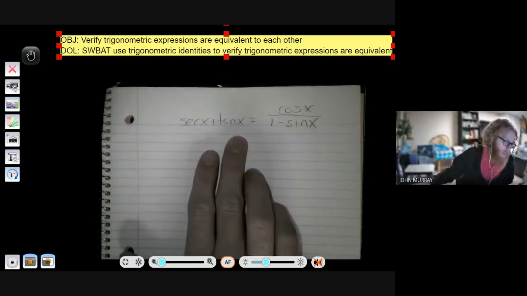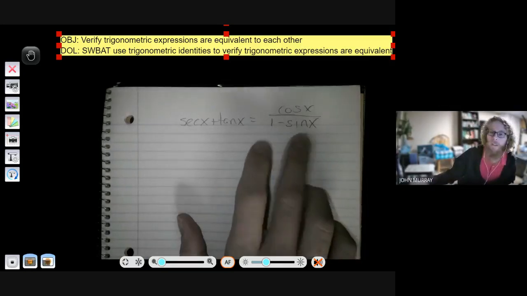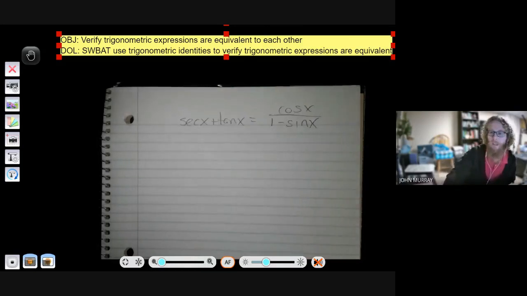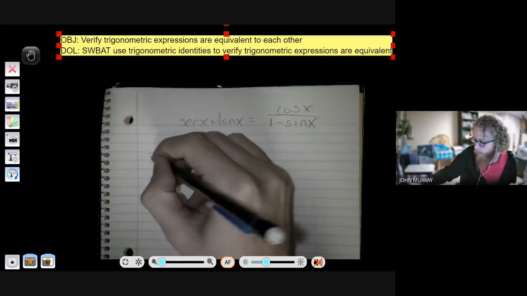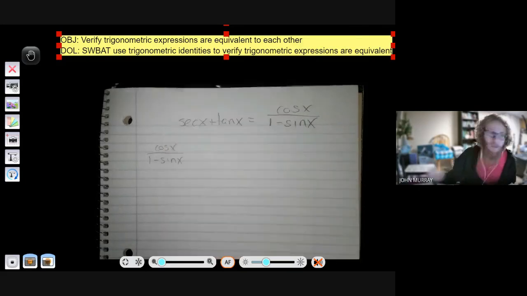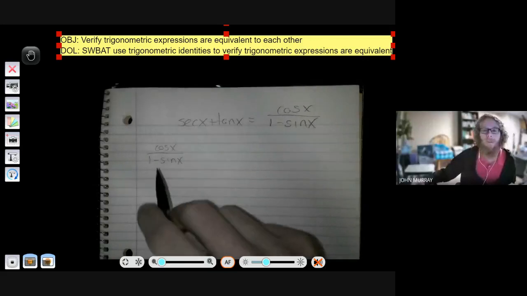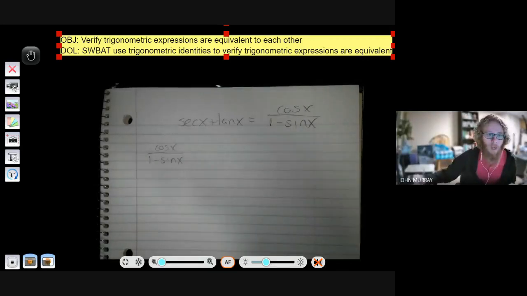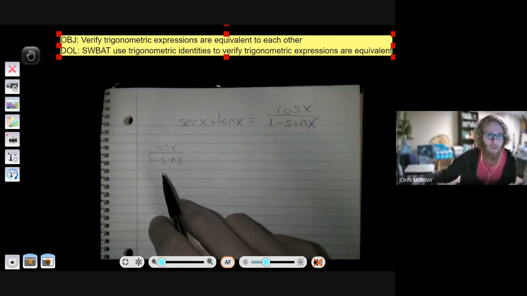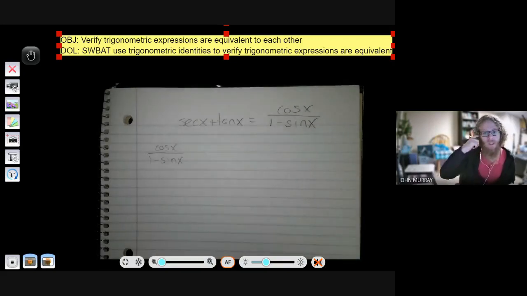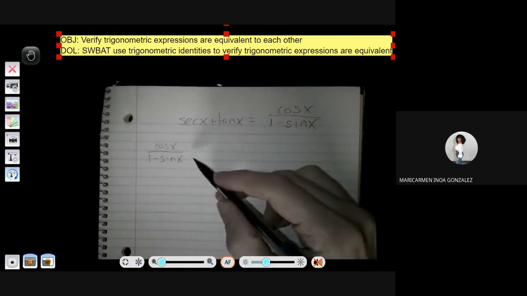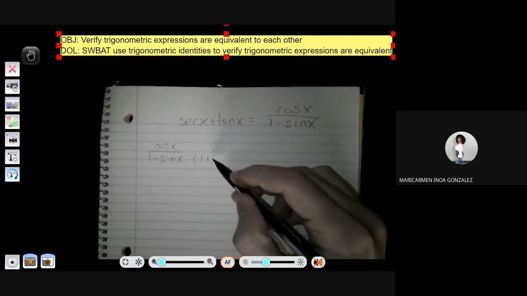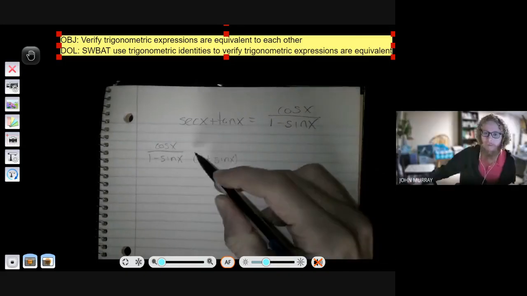So we're going to leave the secant and the tangent alone, and we're going to mess with the cosine over 1 minus sine. So what can I do here? I kind of just gave you the hint before all this. What are we going to do to this? Multiply, but the denominator is conjugate. Very good.